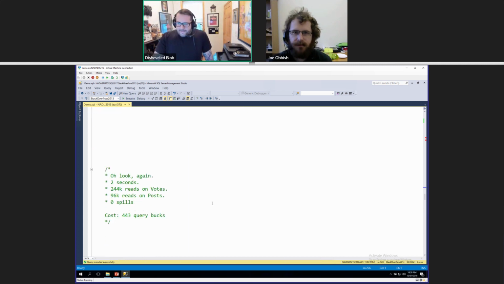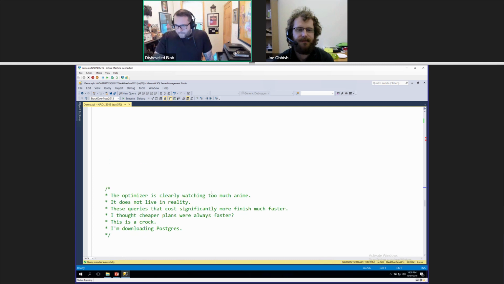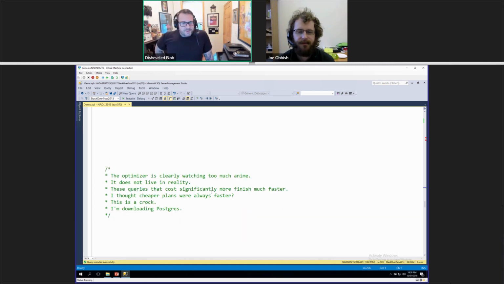Well, part of the reason is that the optimizer is clearly watching too much anime. The optimizer does not live in reality. The optimizer thinks that it has big muscles and spiky hair. The optimizer is just all wrong about everything that's going on. These queries that cost way more to run, where SQL Server chooses good operators, are way quicker than that cheap plan where SQL Server chose all sorts of dumb operators like key lookups and sorts and other things.